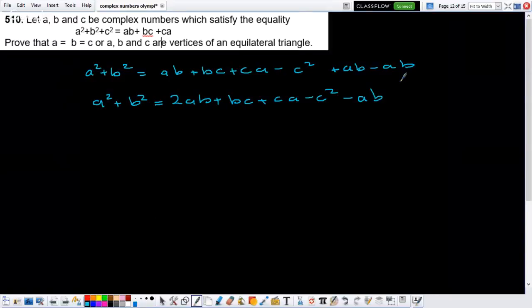The terms that include a, I'm going to collect them together. This ab I'm going to send to the other side to get a perfect square form here. a squared plus b squared minus, or let me write directly the perfect square form of it.